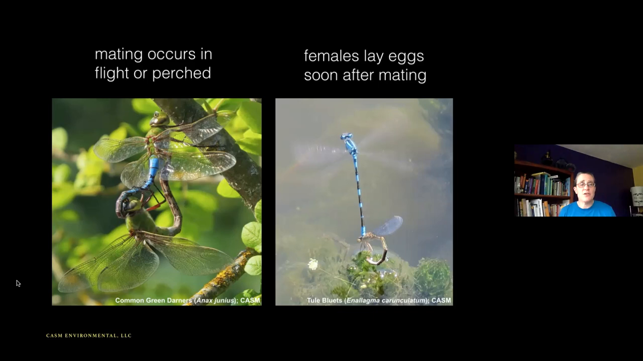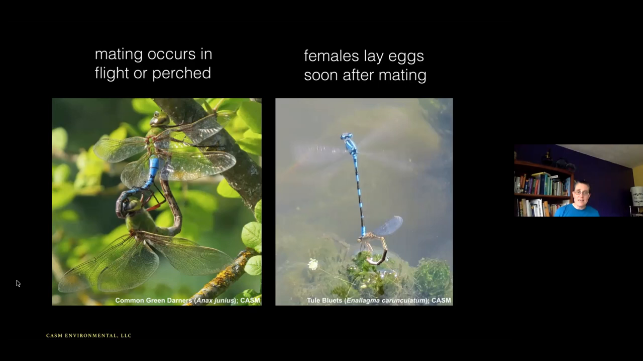So on the left, the dragonfly that's holding onto the tree, that's actually perched holding onto the tree with the green thorax and the pale blue abdomen, that's the male. And the female, who's more green and brown, she's the one who is underneath. And on the right, with those tule bluets, the one that is straight up and down in the air, just holding on to the back of the female's head with his abdomen, beating his wings furiously, that's the male. And the female has her abdomen tucked up underneath. She's actually in the process of laying eggs.